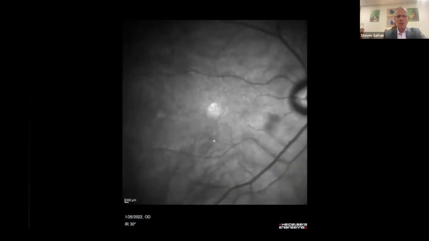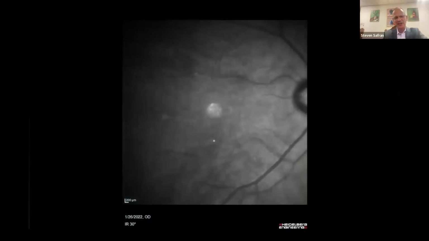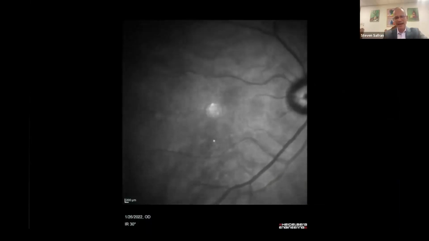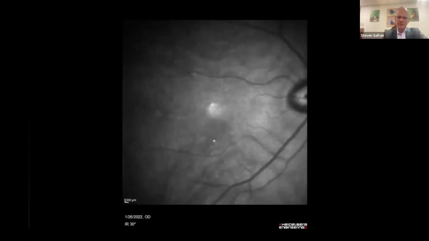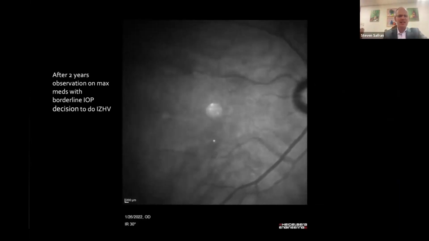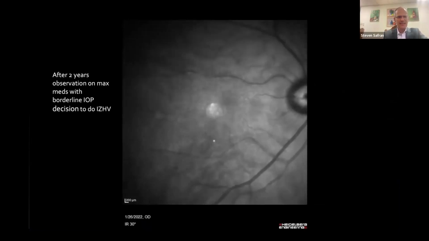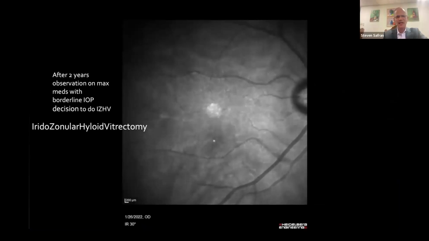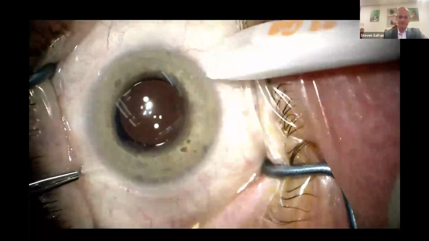So when I look at her on my OCT, I can see, looking at the retina through the camera, that she has all these floaters floating around. So this sort of makes me think, well, maybe I can kill two birds with one stone. After 2 years of observation on max meds with a borderline pressure, I made a decision to do an iridozonulohyaloidovitrectomy. So here we've taken her to the OR.